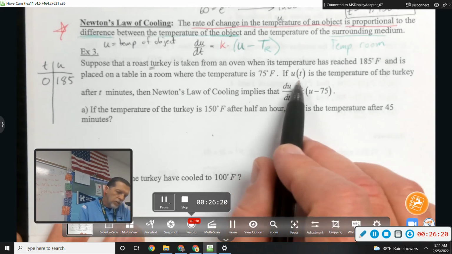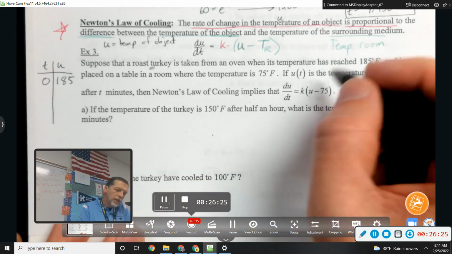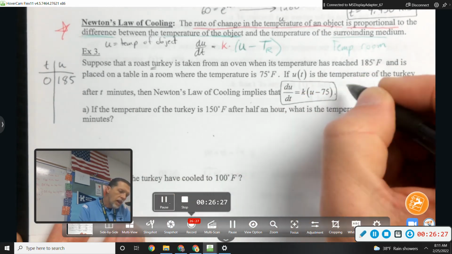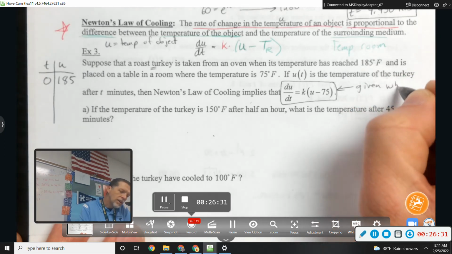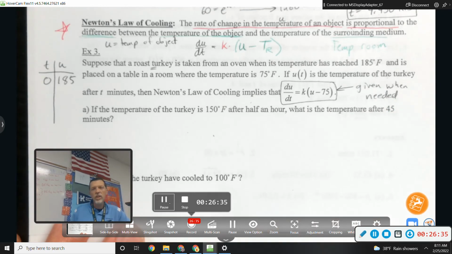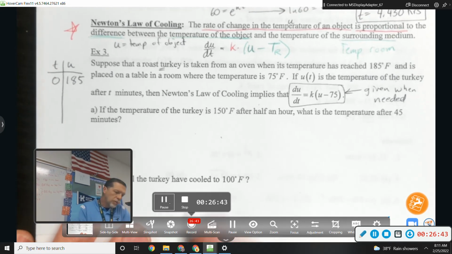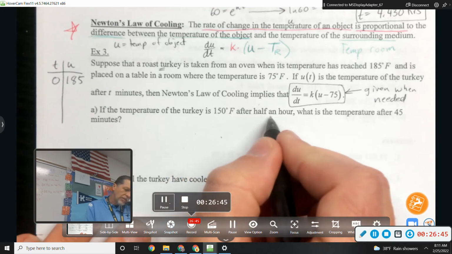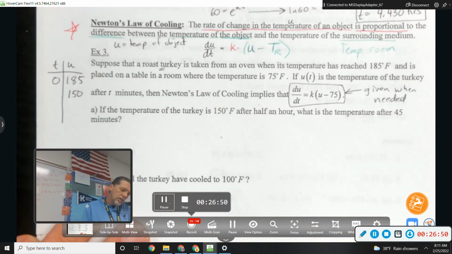If U of T is the temperature of the turkey after T minutes, Newton's law of cooling, which will be given to you on a test, given when needed. Okay, so you don't have to memorize Newton's law of cooling. You've got to be able to use it, but you don't need to memorize it. If the temperature of the turkey is 150 after half an hour, what is the temperature after 45 minutes?